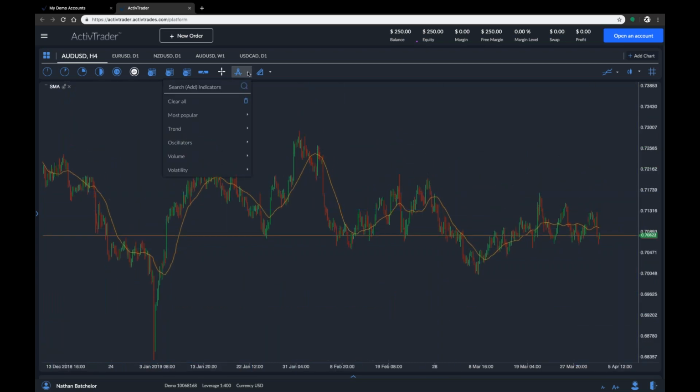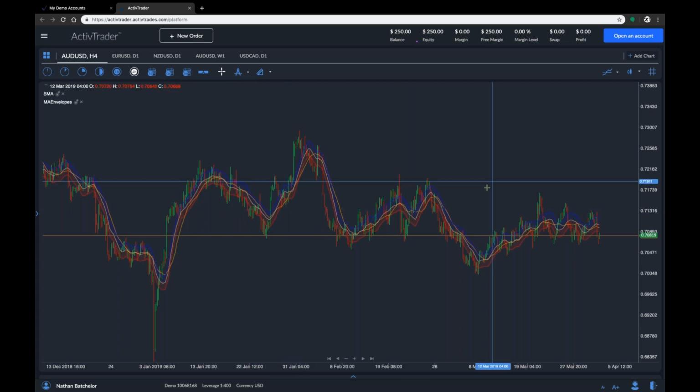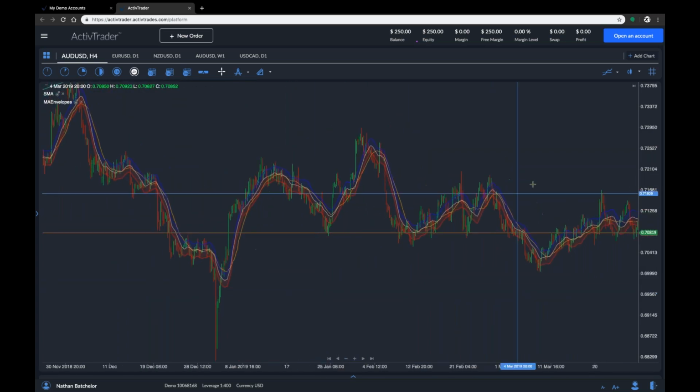Okay, so going into the indicator section on ActivTrader, at the very bottom, we've got the volatility section, and that contains the moving average envelope, linear regression forecast, linear regression intercept, and Bollinger Bands. I'm going to talk about the first one, which is moving average envelope, and it tracks a simple moving average.